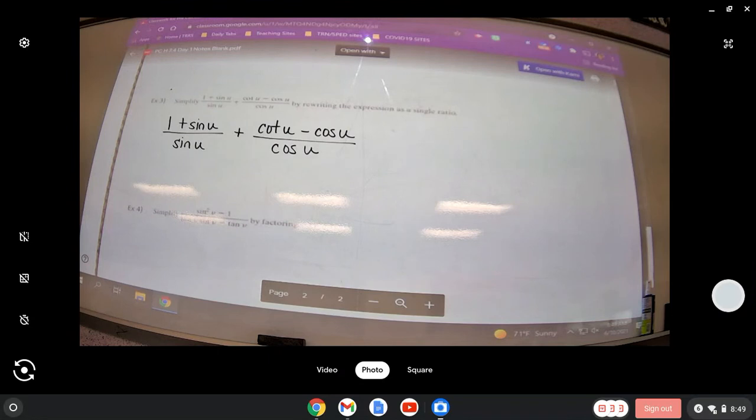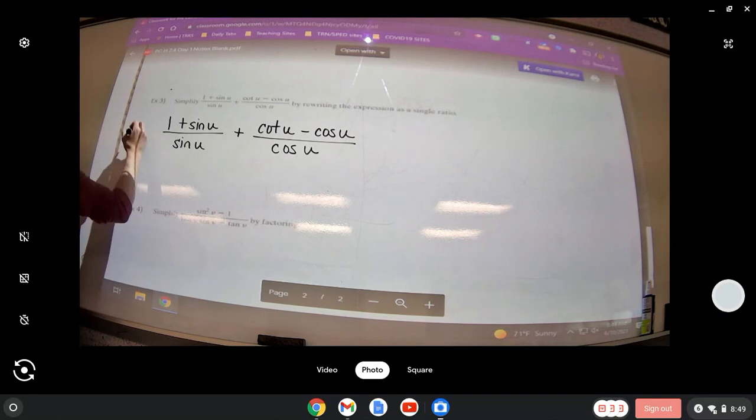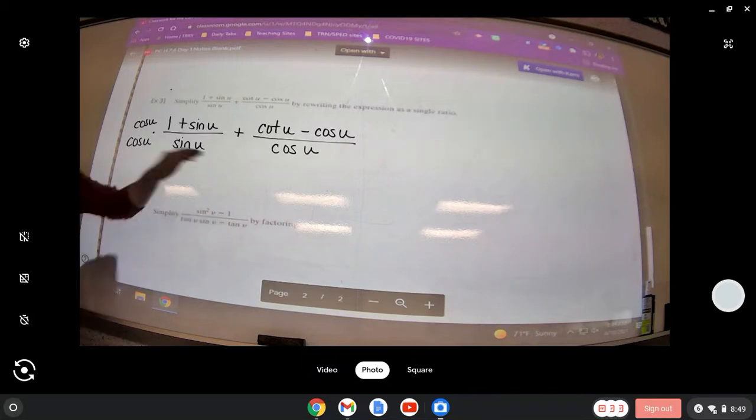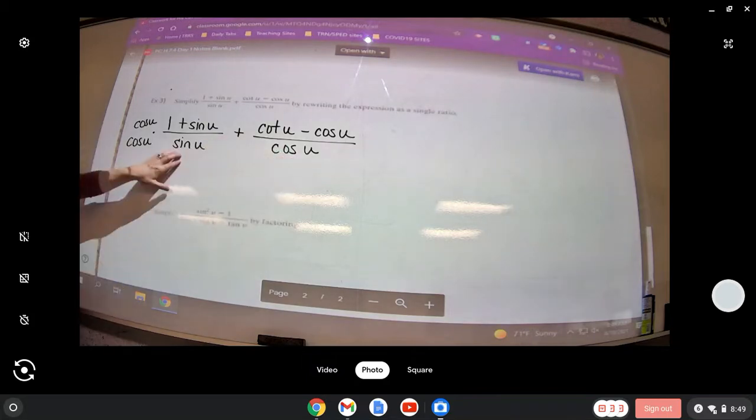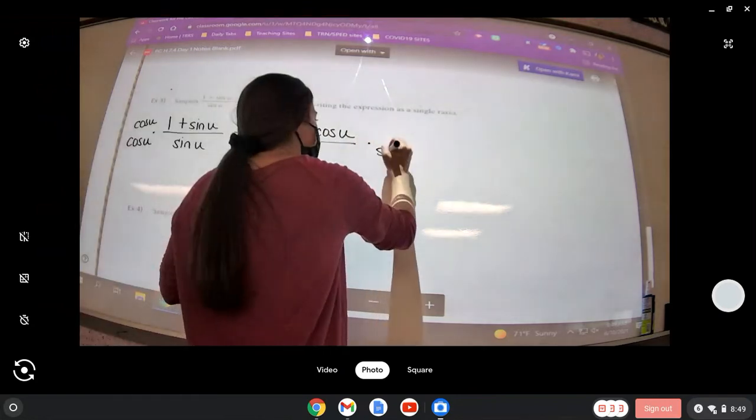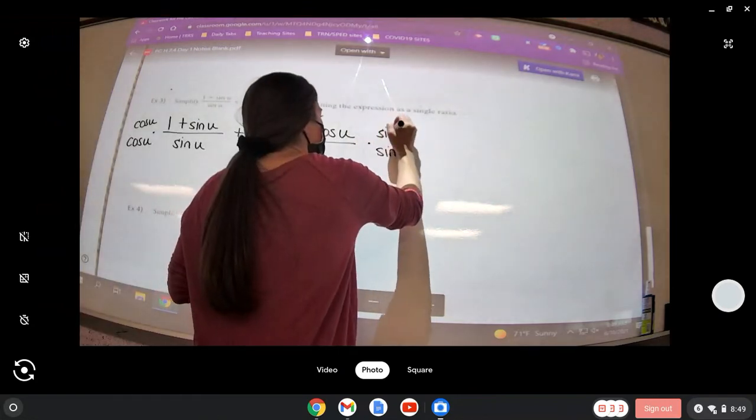Right, so let's add them together. If we create a common denominator, what does this denominator need to look like that one? It needs a factor of cosine u. So we're going to times top and bottom of this fraction by cosine u. And then what does this denominator need a factor of to look like this denominator? It needs a factor of sine u. So we're going to times this top and bottom by sine u.